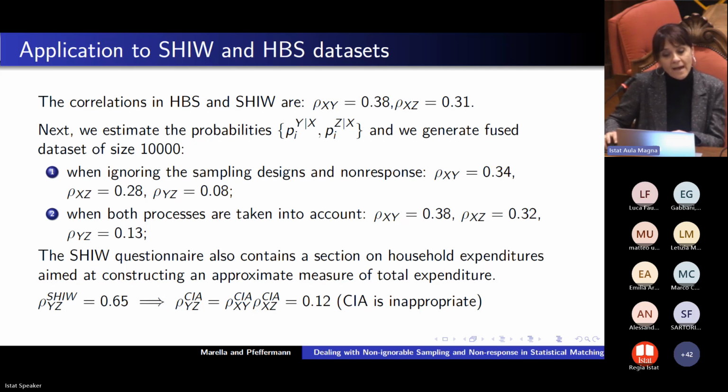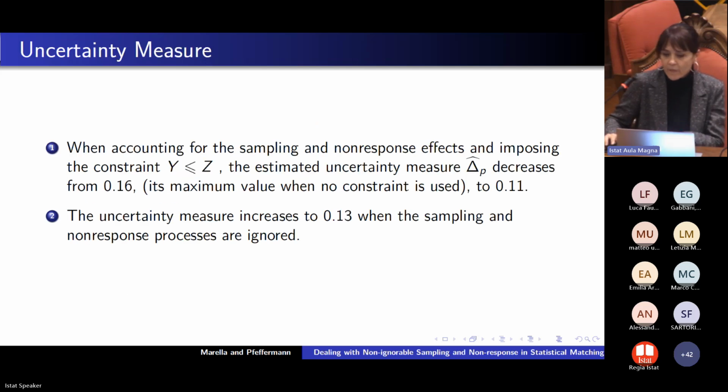Now, notice that under the conditional independence assumption, the correlation between Y and Z is equal to 0.12, and then you can see that the assumption is inappropriate. Finally, if we want to measure the uncertainty of the statistical matching, notice that the maximum value of the uncertainty is equal to 0.16.